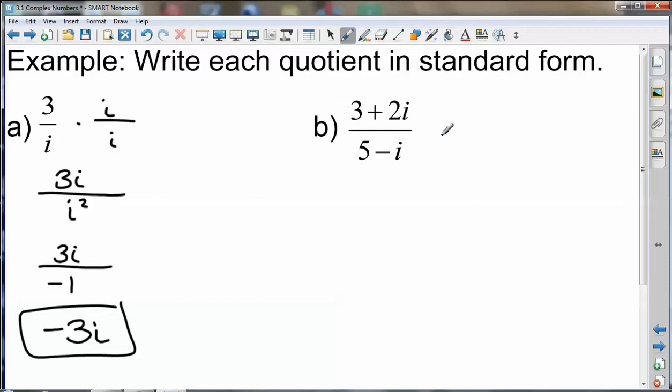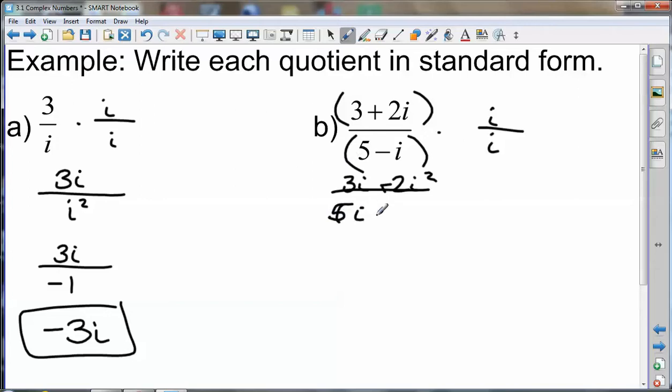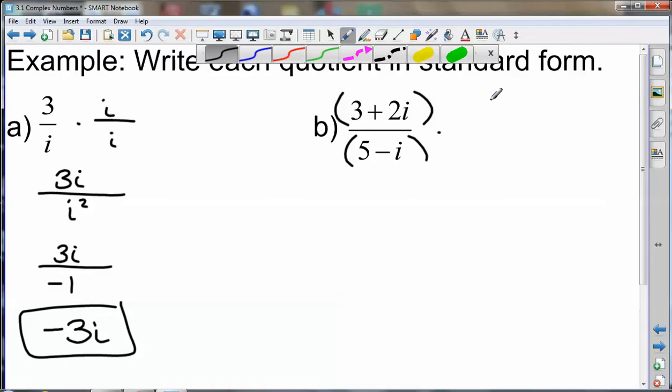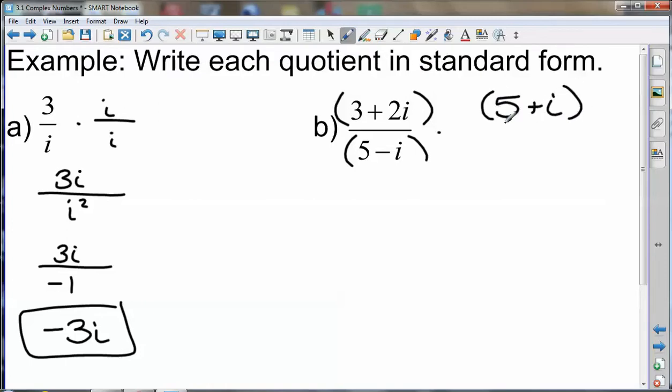Don't write this down, but if you just multiply this one by I on top and bottom, you would have to distribute. So you would get 3I plus 2I squared on the top. The bottom, you would get 5I minus I squared. Did that make my I disappear? No, it just moved it to the other term. So on this one, just multiplying by I isn't going to cut it. So what do we multiply by? The conjugate, 5 plus I.